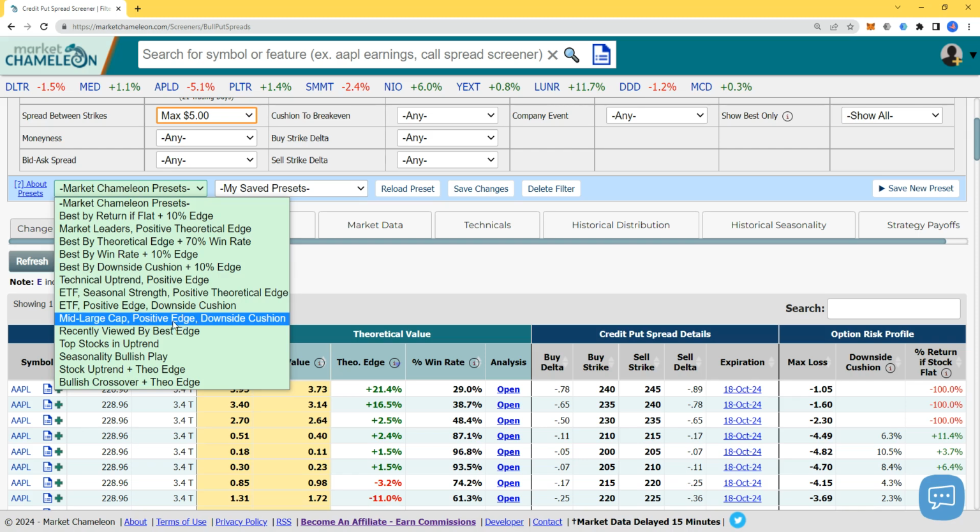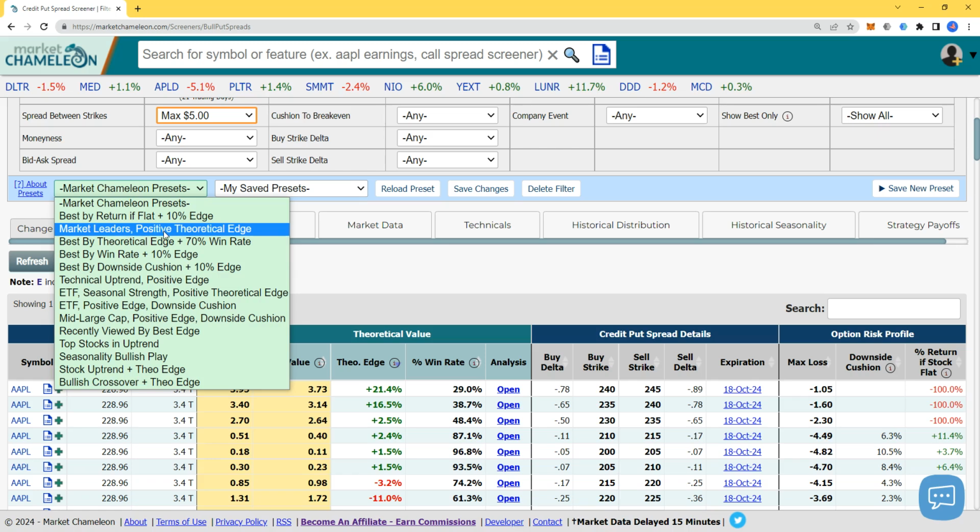Okay, so there's two options to do this. You can go on the mid large cap, positive edge, downside cushion, or let's start with the first one, with the market leaders and positive theoretical edge. Market leaders are all the Apple, Nvidia, and all the ones that we know.